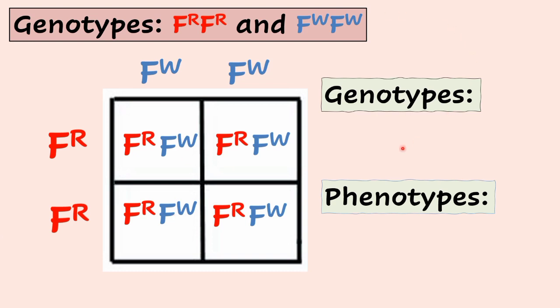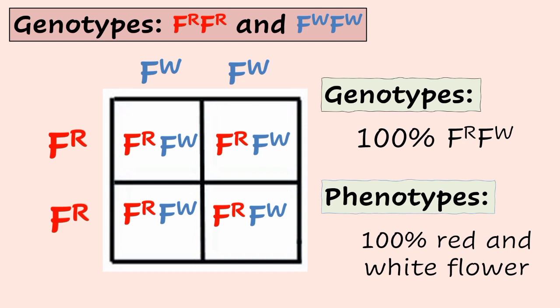Since each square is equal to 25%, meaning to say, our genotype is 100% FRFW. And for our phenotypes, since all of the squares have FRFW and we are under what we call codominance, our phenotype is 100% red and white flower.